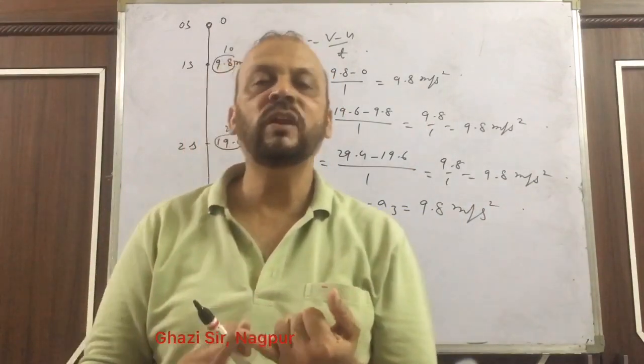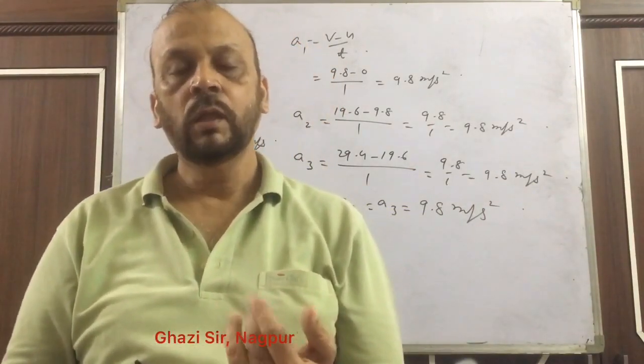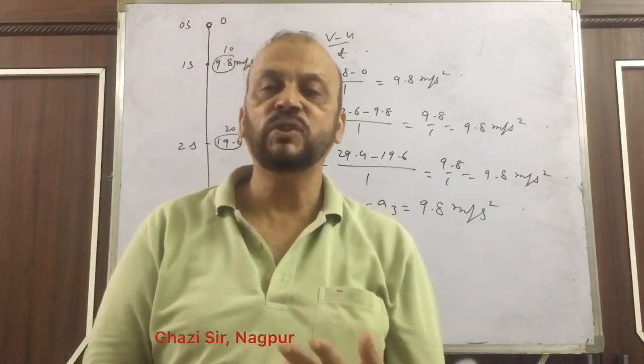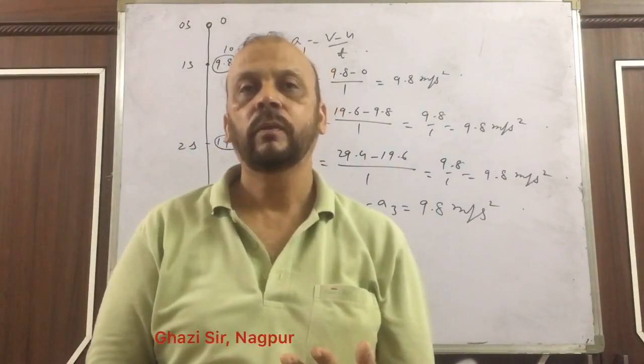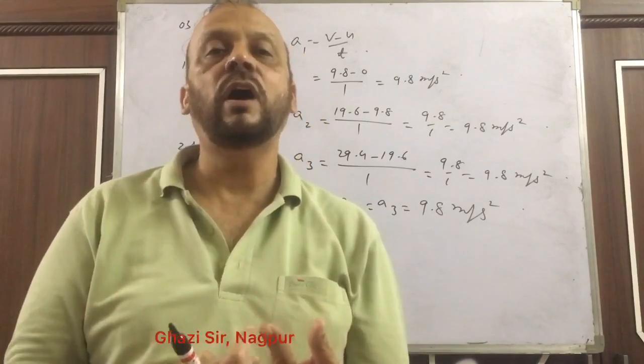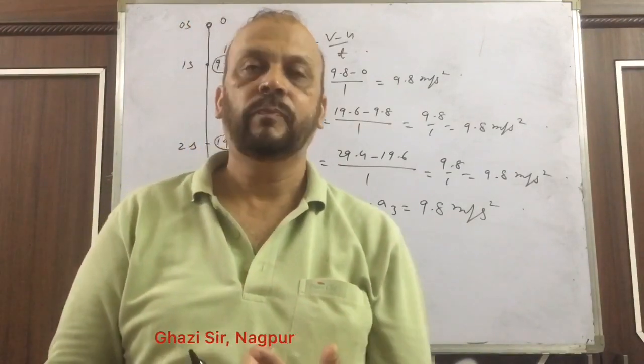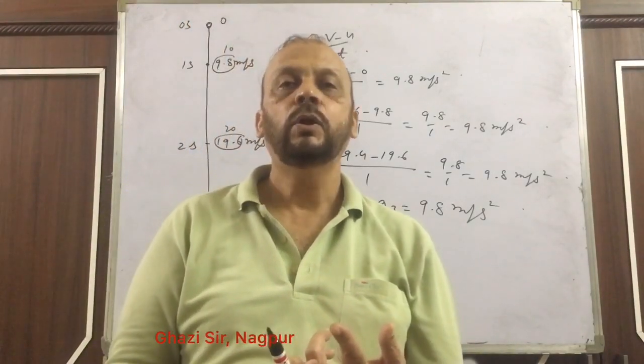So there are 3 methods to change the velocity or to produce the acceleration. First method is to increase the speed. Second method is to decrease the speed, that is called retardation. And third is to change the direction of velocity. So these are 3 methods to produce acceleration.